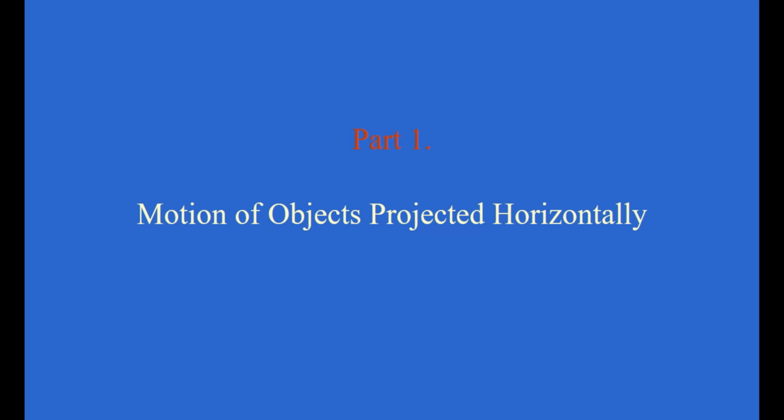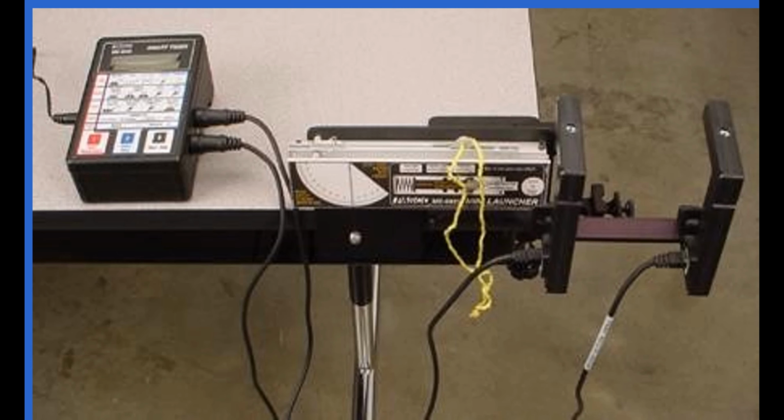Part 1, motion of a projectile launched horizontally. Zero launch angle. Check that the angle of the launcher is 0 degrees. Check that the two photogates are plugged into ports 1 and 2 on the smart timer. Turn on the smart timer using the red select measurement button. Choose the time measurement. Using the blue select mode button, choose the two gates mode. This will measure the time it takes the projectile to travel between the two photogates. Check the complete experiment setup in this figure.